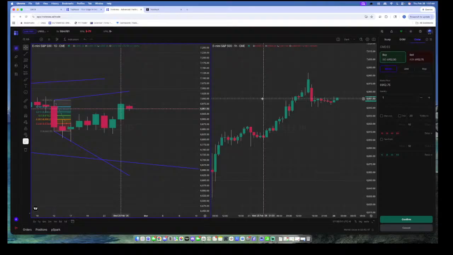Oh, I'm in love with Trade C. First night of using it, I'm in love with Trade C. It's great. Like I said, browser based. I can set a limit, market, stop. I can set a trail stop. I can set a stop loss, a take profit. Oh yeah, this is gonna be nice.